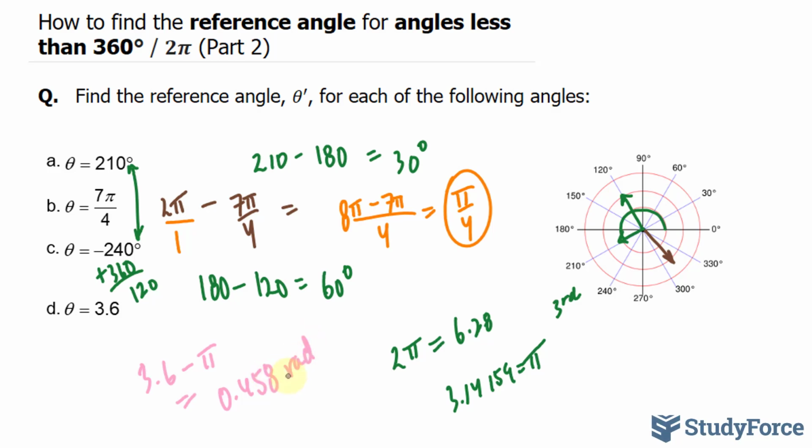Those are the answers to the questions, and that is how to find the reference angle for angles less than 360 degrees or 2 pi radians.